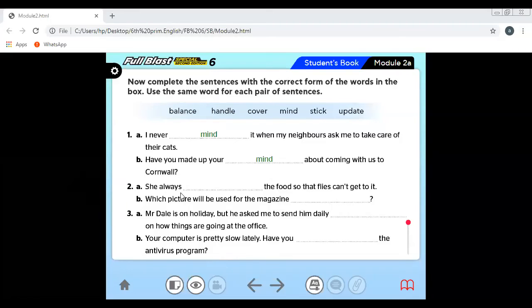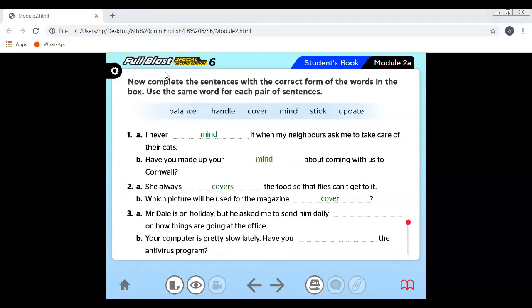Let's go to number 2. She always covers the food so that flies can't go to it. She always what? She always covers. It's the verb. We add s to the verb cover because we are in the third person pronoun with the present simple, covers. Which picture will be used for the magazine cover? But cover here is a noun and covers in A is a verb. Covers in A is a verb and cover in B is a noun.